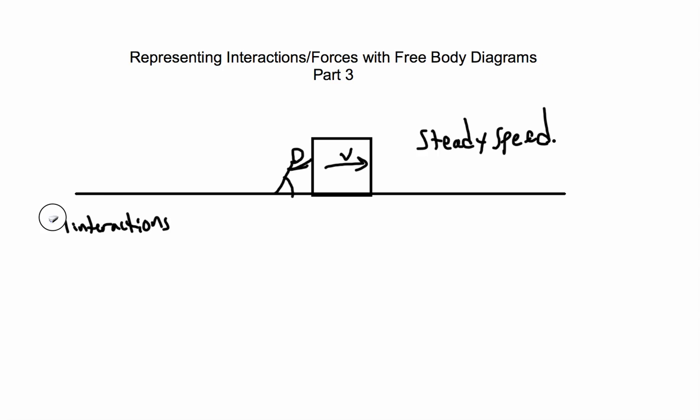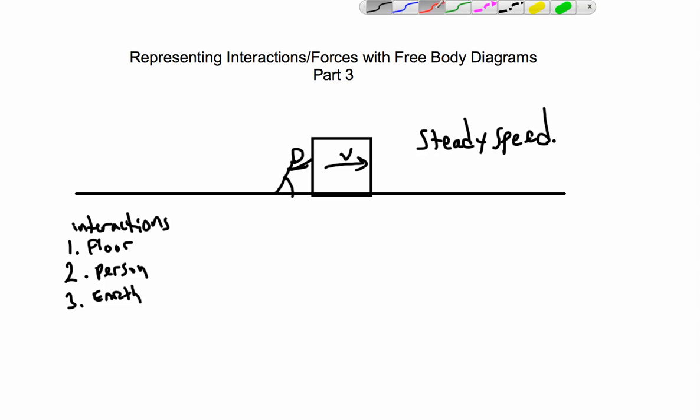Interactions. All right, so one interaction is with the floor. And a second interaction with the box is the person. And a third interaction with the box is the earth, pulling down on the box. Now there's a fourth interaction, but it's actually also the floor. And so we'll take a look at that as we draw our free body diagram. The floor actually exerts two interactions.